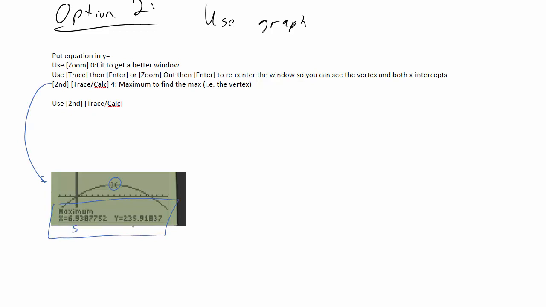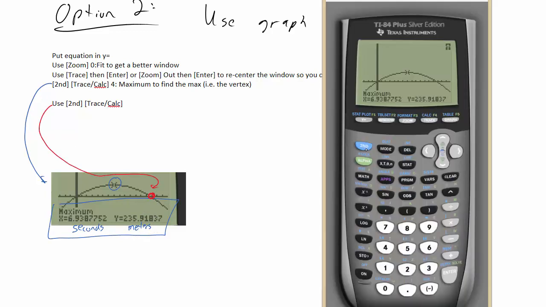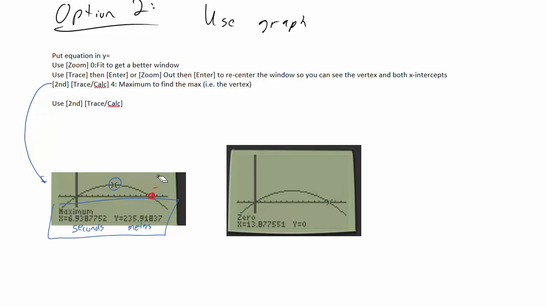Now, it's the maximum because this is a concave down parabola. And again, the x value is like the t value, that's in seconds. The y value is the max altitude, that's in meters. If I want to find the 0, which is where it hits the ground, I use second calc 0, left bound, right bound, hit enter, and that gives me the 0, or when it hits the ground. And then notice how it has a height of 0, the y is 0, the x is 13.87 seconds and some change. But that's how I find that graphically.